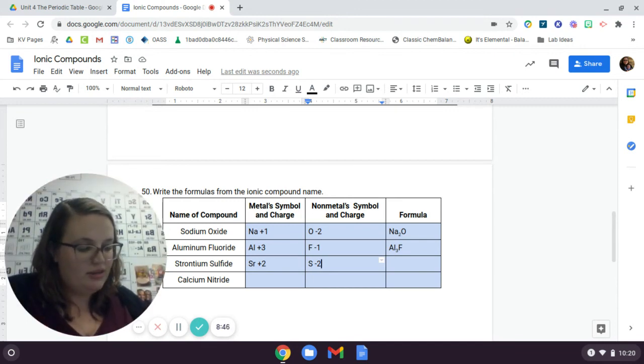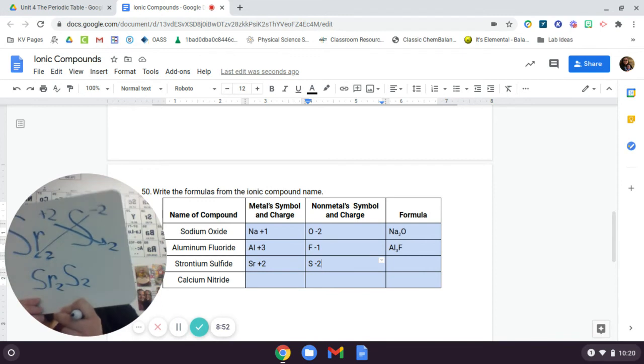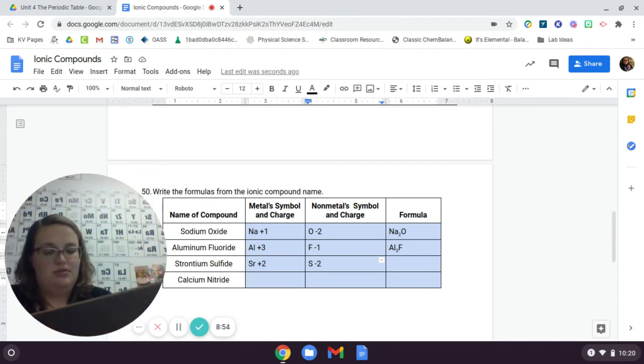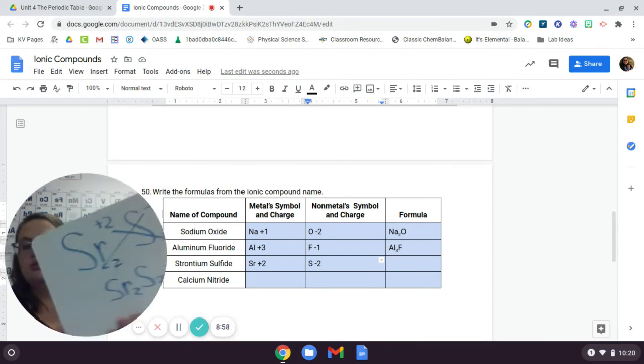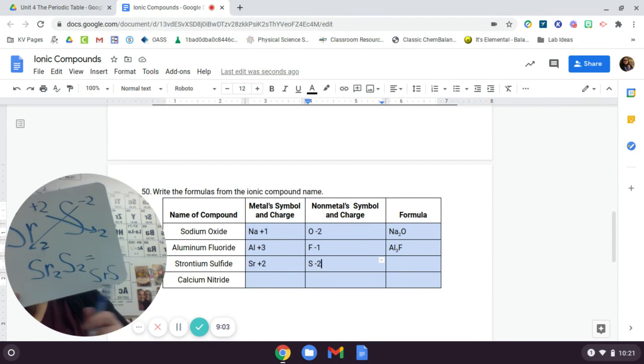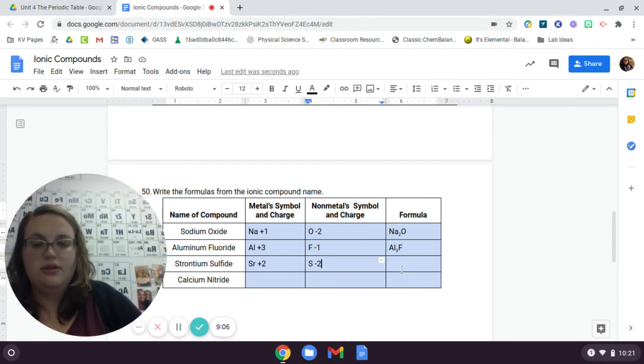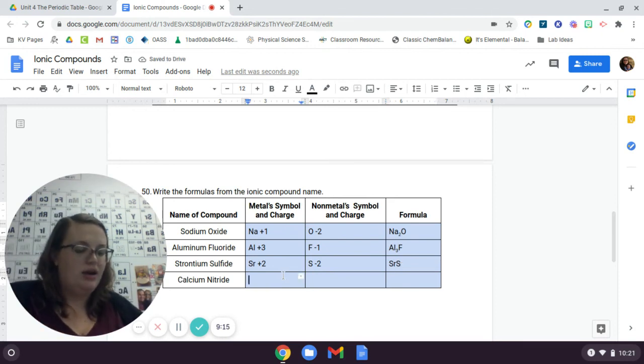When I do that, I end up with something that looks like this. The problem with this is that we want to reduce this. So I get Sr2S2. Well, this is going to reduce down to SrS. So those 2s, I can divide both of these by 2, so that becomes SrS. So we want that in its smallest form, I guess you can say. And this is something that's unique to ionic compounds.